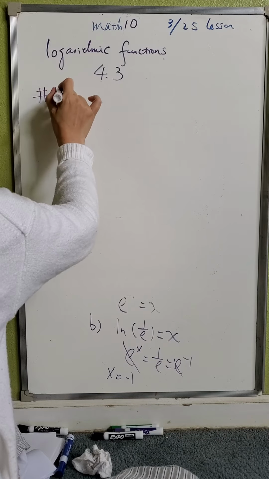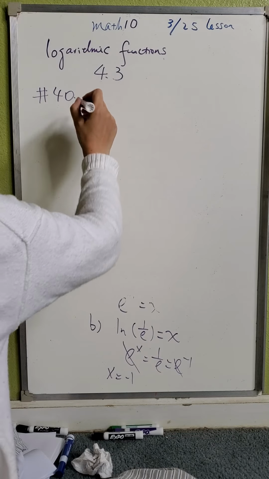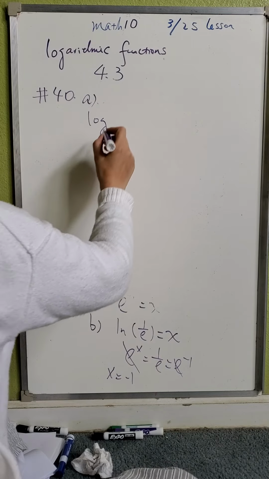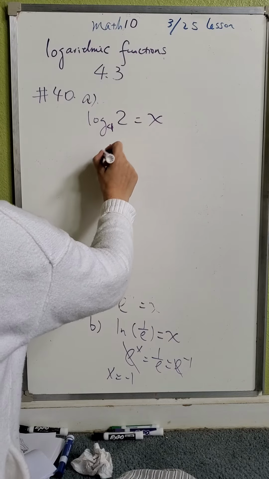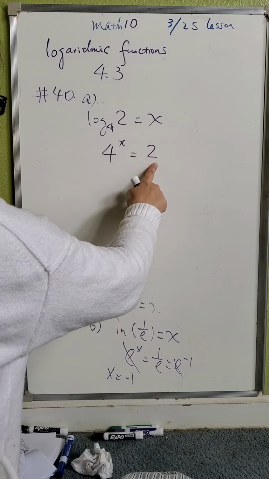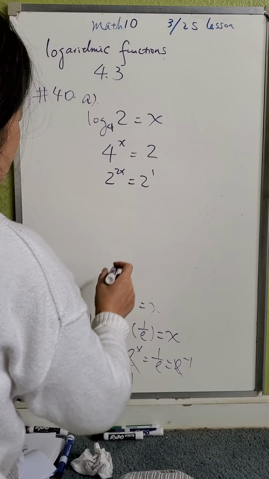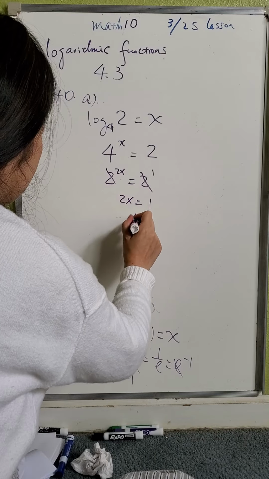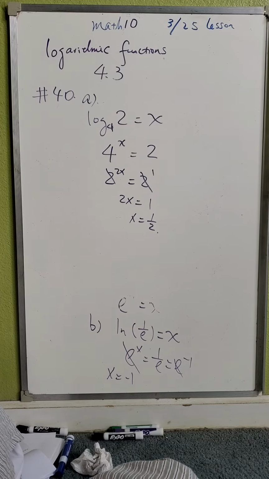Number 40, A. We have log base 4 of 2 equal to x. Again, the little 4 here becomes the big 4, and 4 to the x equals 2. Okay, change the bigger number to the smaller number, so make it 2 to the 2x equal to 2 to the first. Again, once they are the same base, take it away. 2x equal to 1, x equal to 1/2. Okay, so that's how you do number 40.